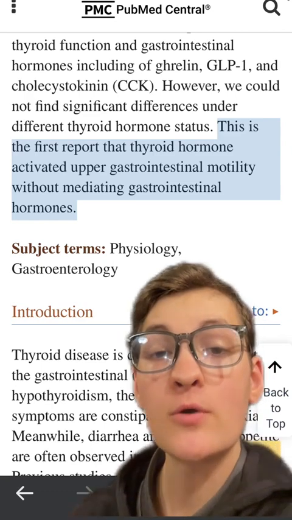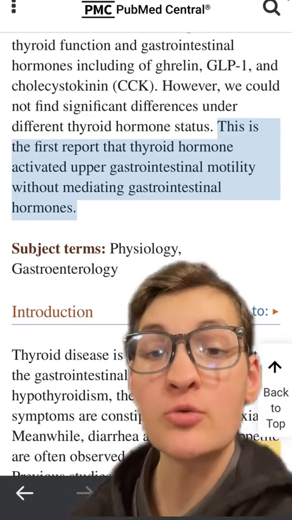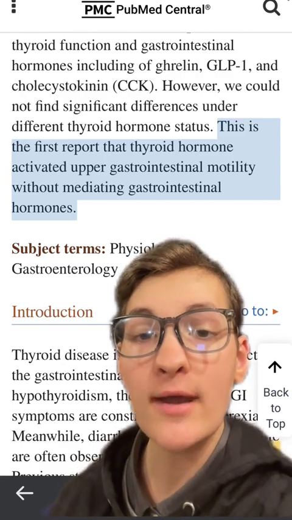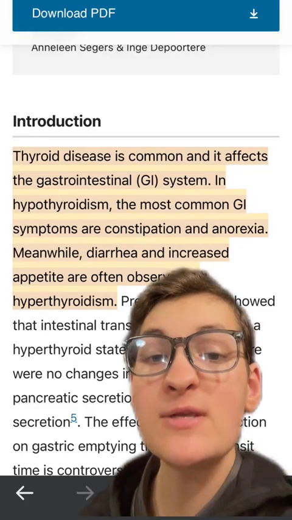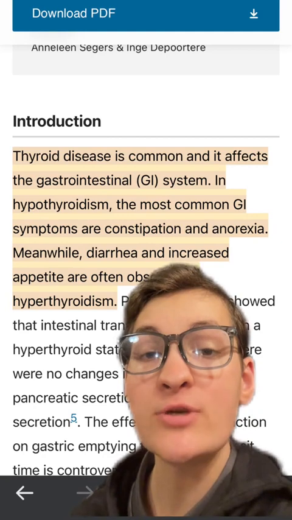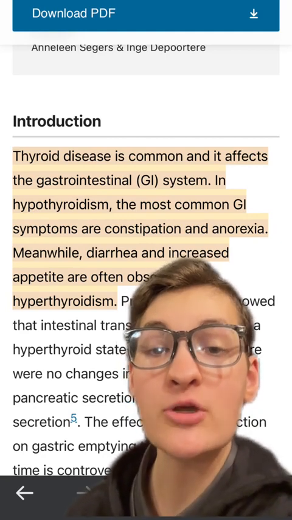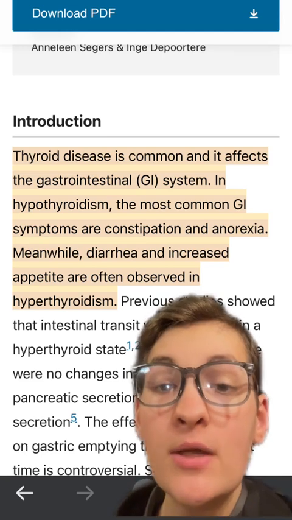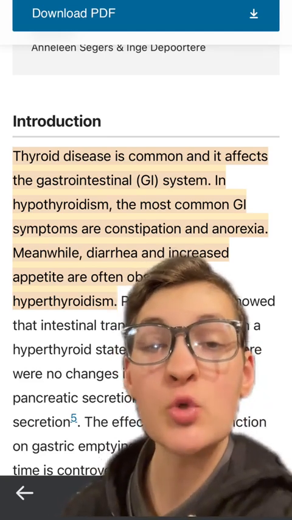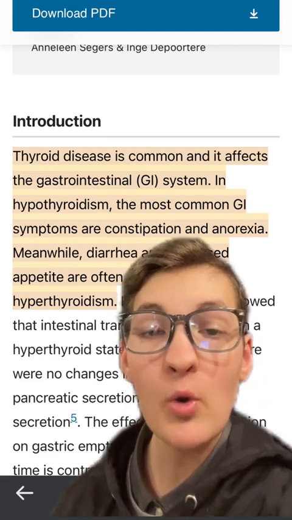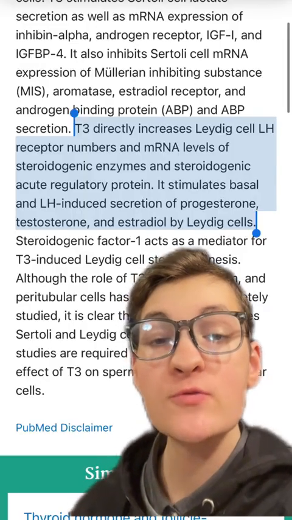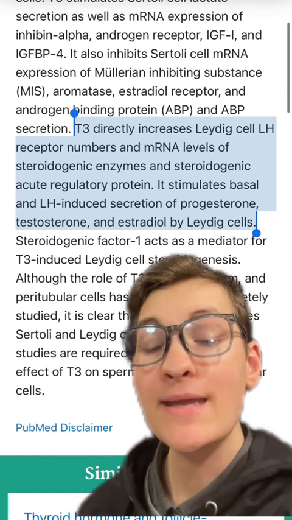Another function of the thyroid hormone is to increase gastrointestinal motility, meaning increase the movement of food through the gastrointestinal tract. Patients with hypothyroidism typically have constipation and a decreased appetite due to food sitting in their gastrointestinal system, whereas patients with hyperthyroidism typically have diarrhea, an increased appetite, and they malabsorb their food, meaning they may be more at risk of nutrient deficiencies.